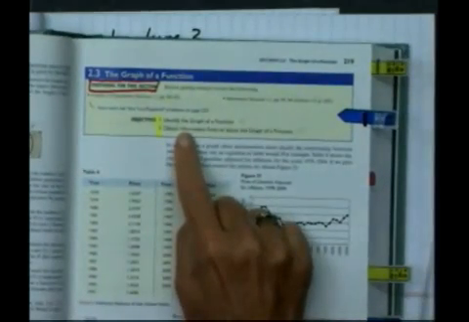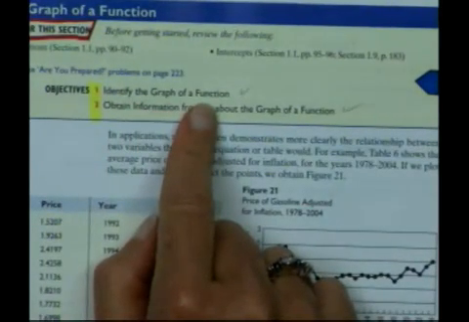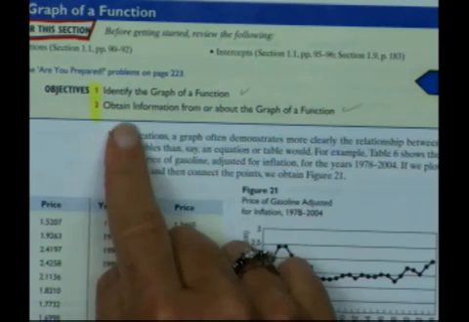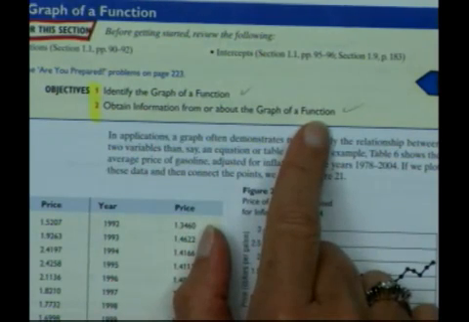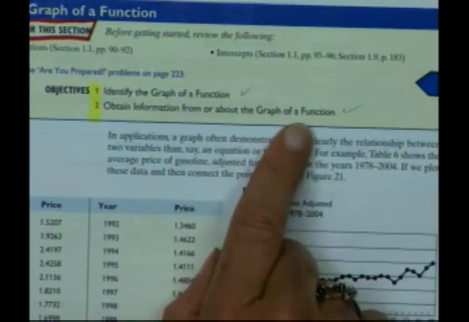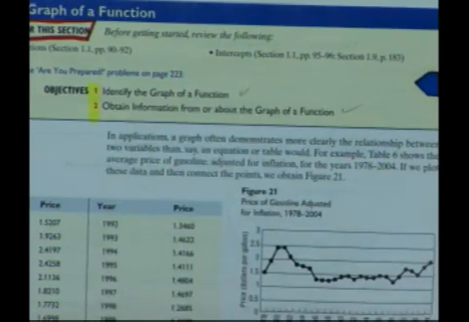The objectives are to identify the graph of a function, and we actually touched on that yesterday, so that will be a 30-second exercise. And then objective 2 is to obtain information from the graph of a function, that is, given the graph, answer some questions about that graph, and then obtain information about the graph of a function. That means, given the equation for the function, what do you know about the graph of a function? So this is kind of a little fun exercise.